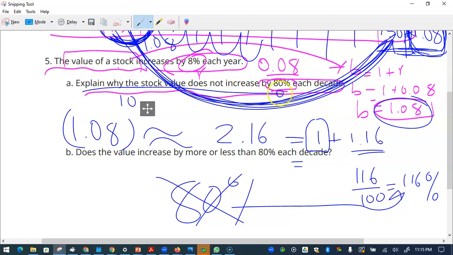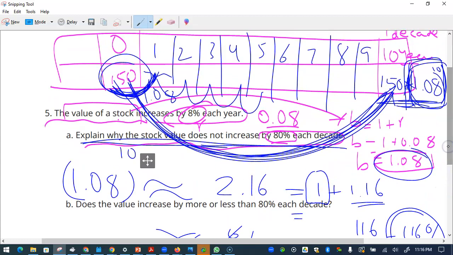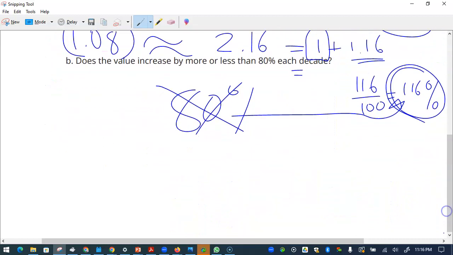So explain why the stock value does not increase by 80% each decade. You can clearly see it grows by 116% each decade. Yearly you're multiplying by 1.08, that's the factor. But if you want to think directly of a jump of 10 years, then the factor is this one. You could also use another formula in decades.